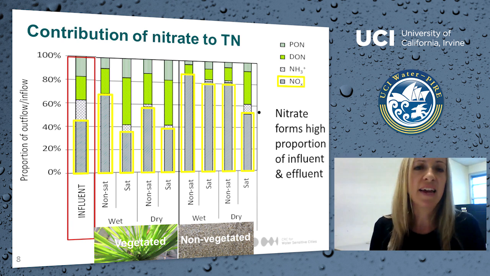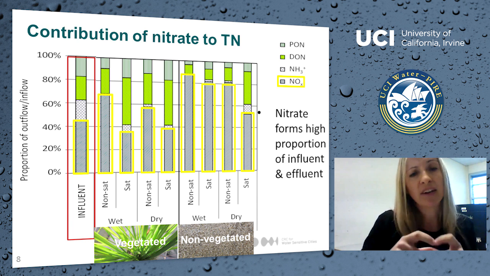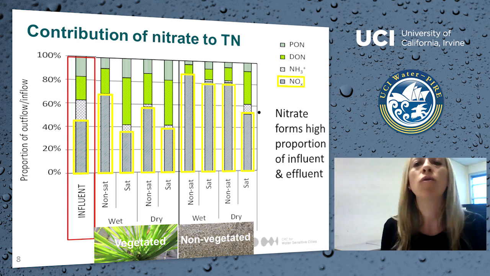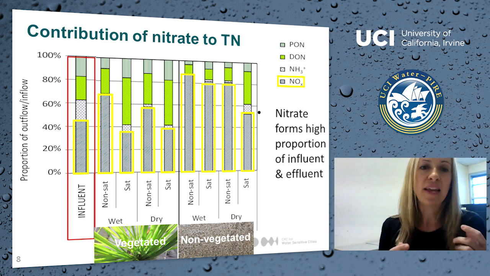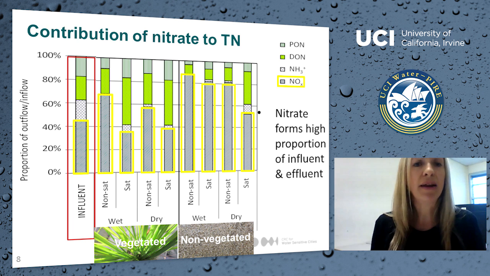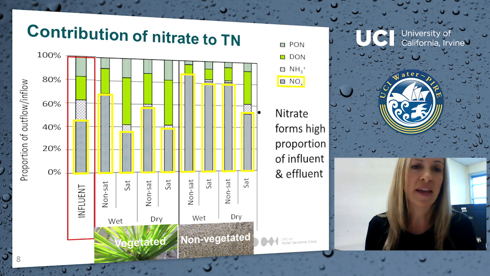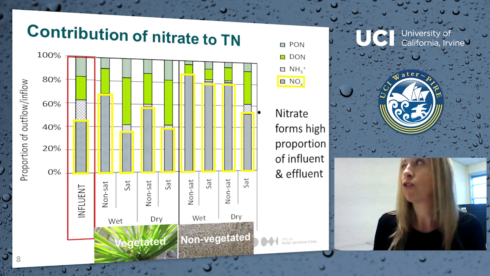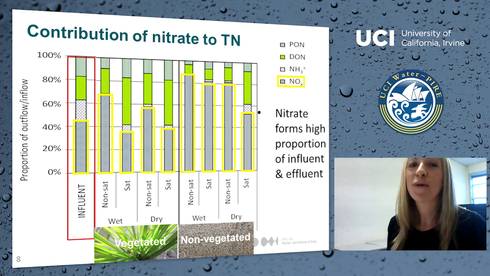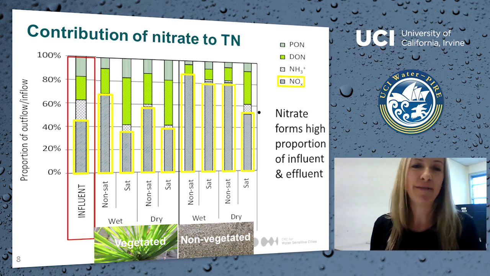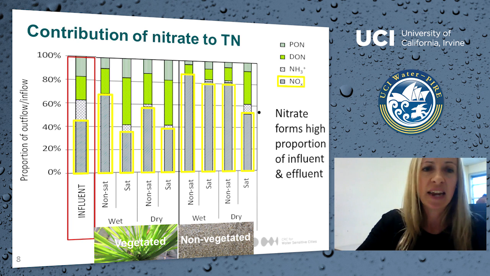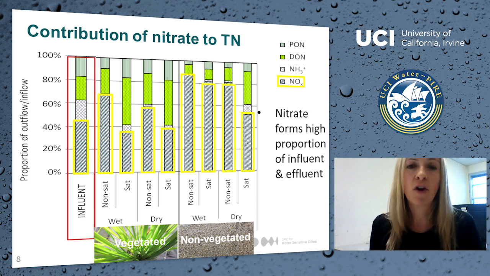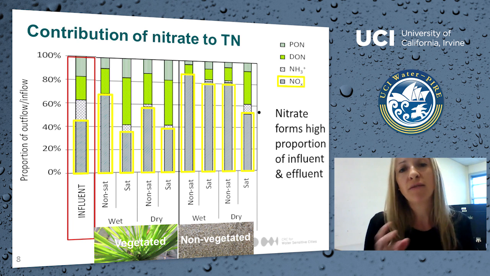So on slide 8, I've just got a bit of a bar chart that shows the breakdown of different forms of nitrogen within the influent, the stormwater influent. And this is the influent we used in our study, but we were really trying to target the stormwater composition that has been found from field sampling studies. So here I really just wanted to show that nitrate forms a really high proportion of the inflow, up towards 45% or so.